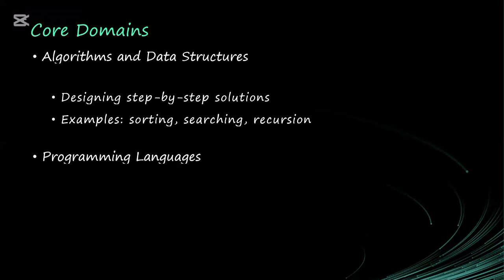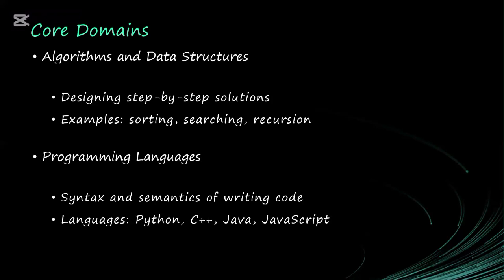Core domains also include programming languages, because if you want to talk to the computer, you need to speak the language of the computer. The computer only understands its own language, so you actually have to use programming languages. This involves the syntax and the semantics of writing code. Most times when you see us write code, it is very cryptic. You don't really understand it. That is why it is called code. Somebody will say you're talking in code. It's only the computer that understands it. Languages like Python, C++, and Java are used to talk to the computer.